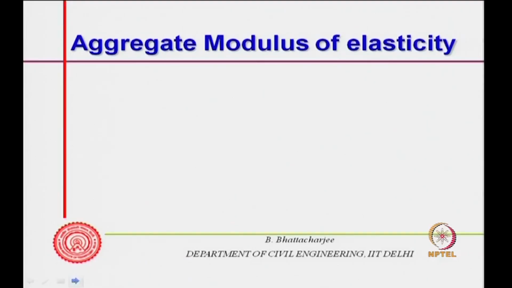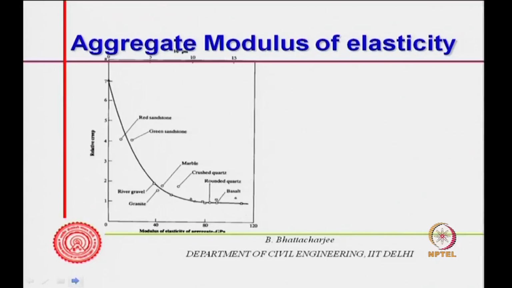Aggregate modulus of elasticity is an important part, and you find that as the modulus of elasticity of aggregate increases, the creep, the relative creep, reduces. Higher modulus of elasticity, these are all in GPa, let us say something like 100 GPa, 60 GPa, 40 GPa, and relative modulus. So, as the modulus of elasticity increases, creep will decrease.